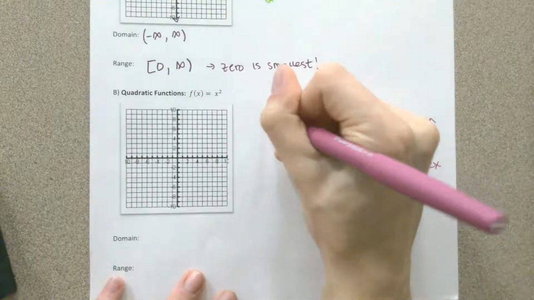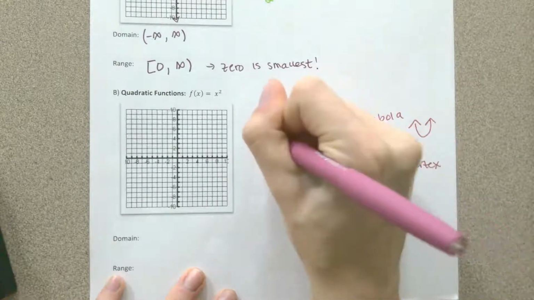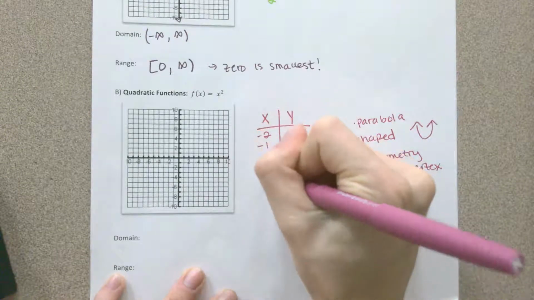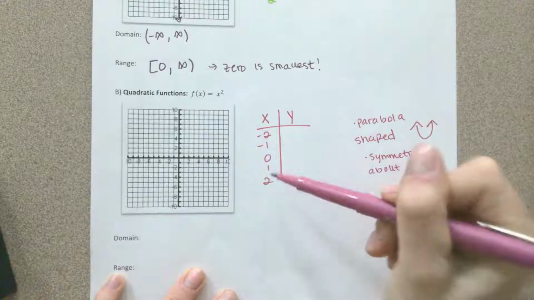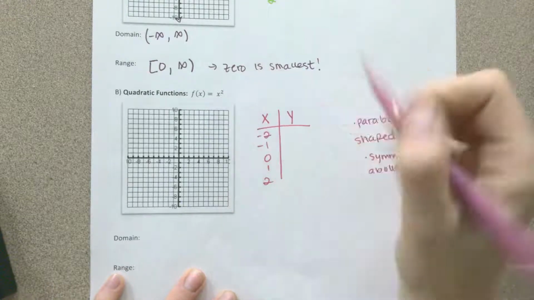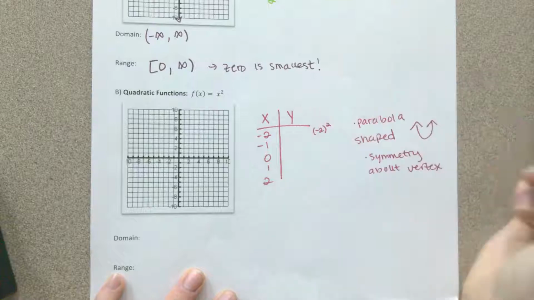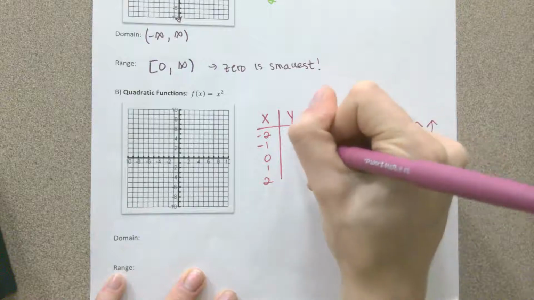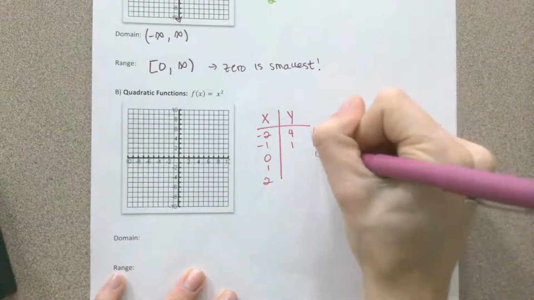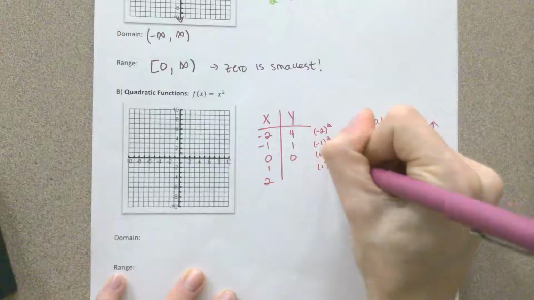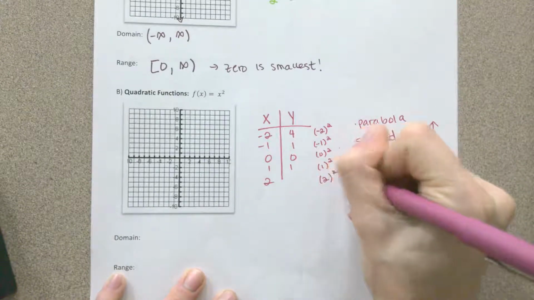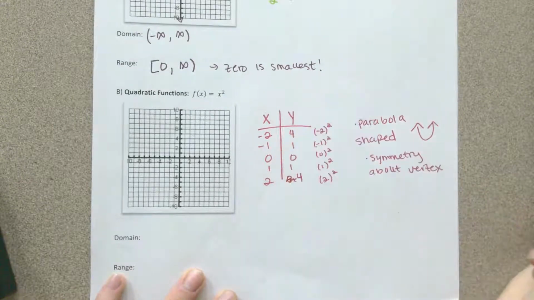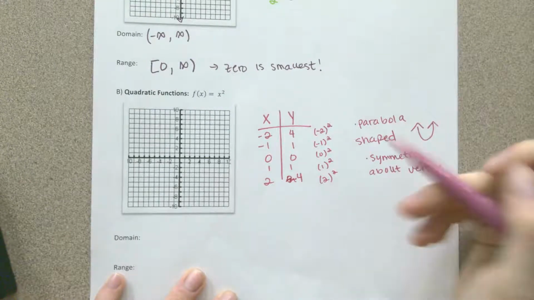So we're going to do the same thing. We're going to have a table, we're going to have x, we're going to have y. I'll just do -2, -1, 0, 1, and 2. And we plug these into this function right here. So -2 squared is going to be +4. -1 squared is going to be +1. 0 squared is 0, 1 squared is 1, and 2 squared is positive 4. Sorry. Okay, and then we go ahead and just plot these again.